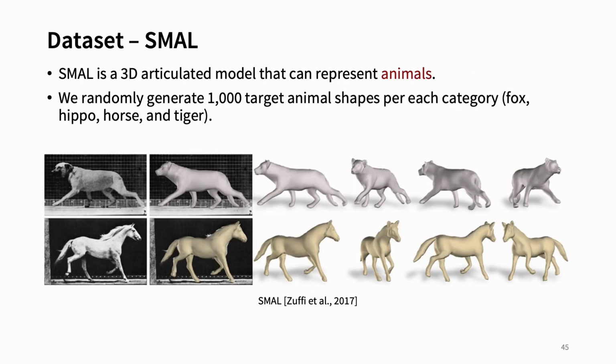For animal models, we use 4 classes of shapes, including fox, hippo, horse, and tiger, generated from SMAL. The SMAL model is a 3D articulated model that can represent animals, which is inspired by the SMPL model. We use the rest pose as the template shape and generate 1000 random target shapes with SMAL parameters for each template.